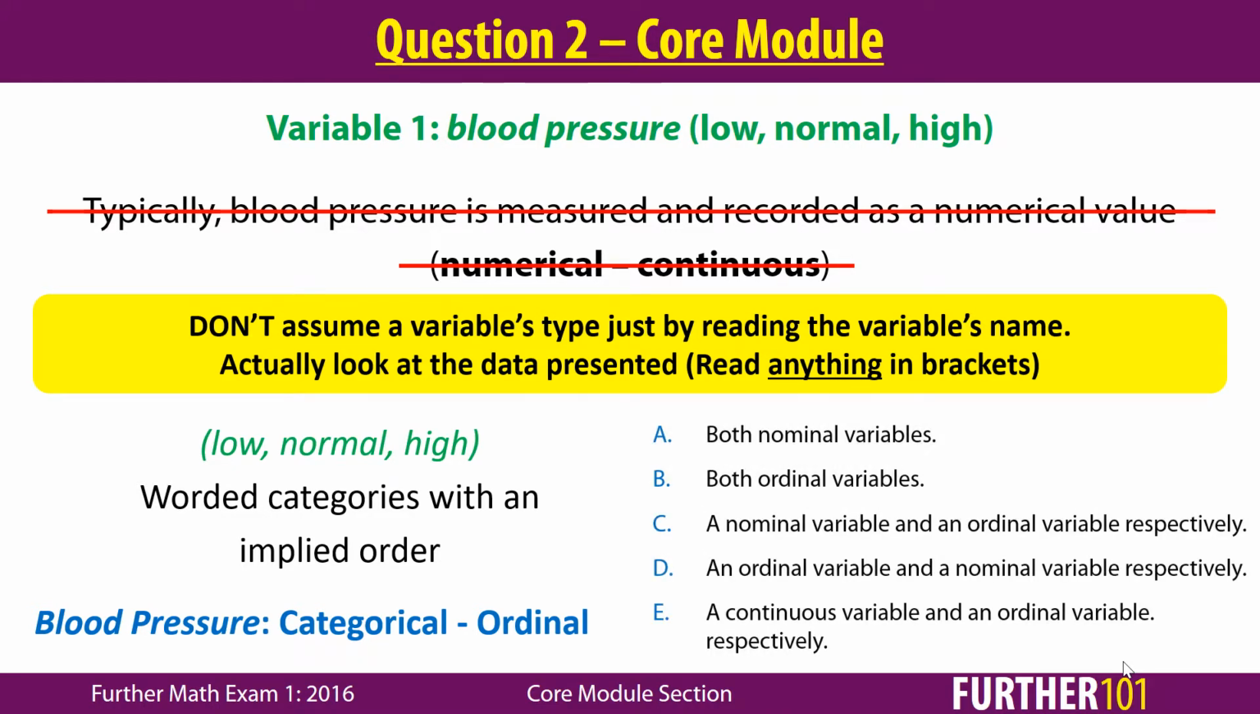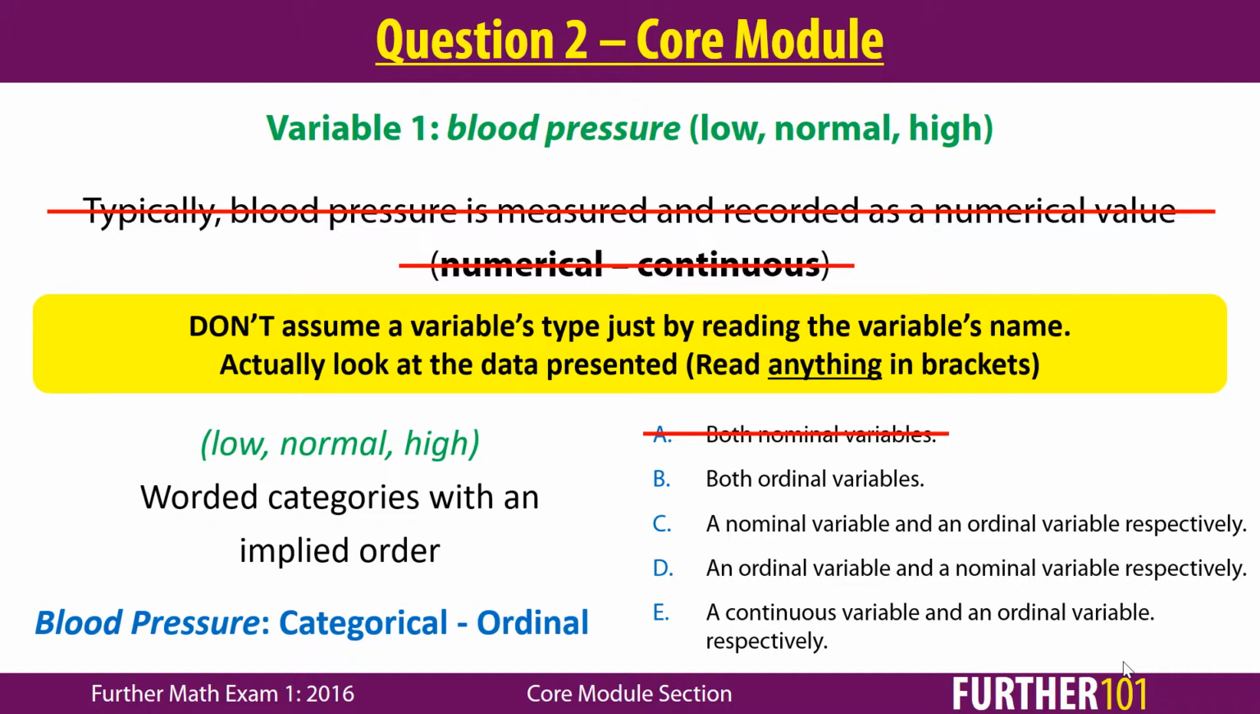Given this, we can use the elimination method to knock off any answer that does not have the first variable blood pressure as a categorical or ordinal variable. Answer A says that both variables are numerical, which is clearly false given our findings for blood pressure. So let's cross that one off. Answer B seems okay so far, but we will have to check the second variable, age, to see if it is also ordinal.